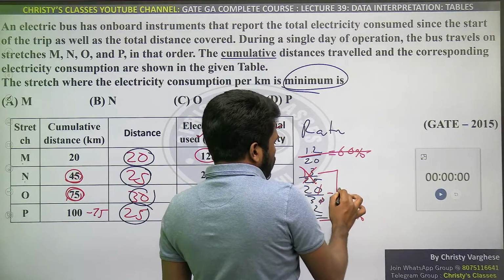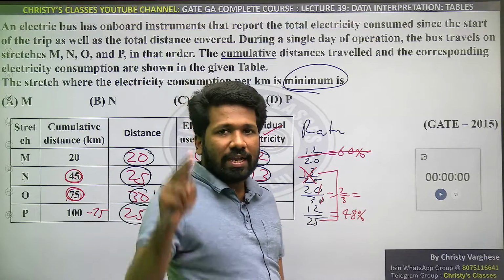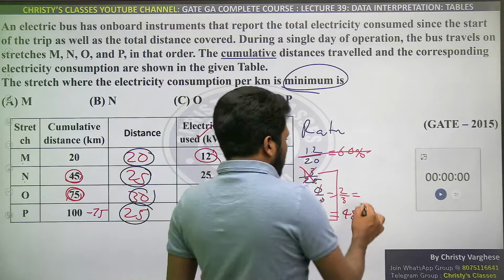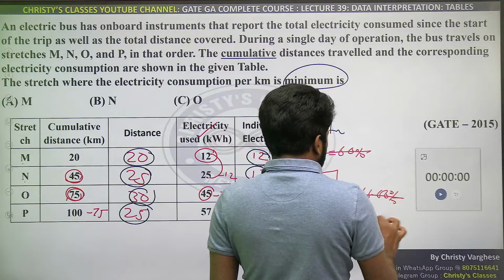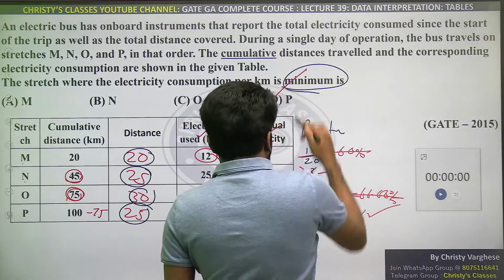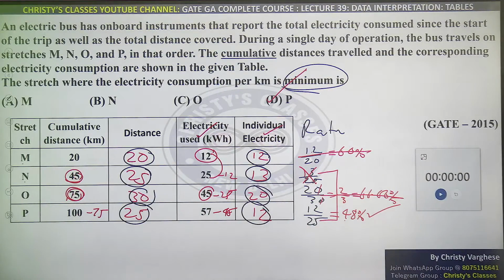This is 2 by 3, na. I have told you before, every fraction has a corresponding percentage. Check that out in the second lecture. So 2 by 3 is 66.66%, we already discussed. That is more than 48, na, so 48 is the smallest. So P is the answer. All of you understood? That is how mental math will help.